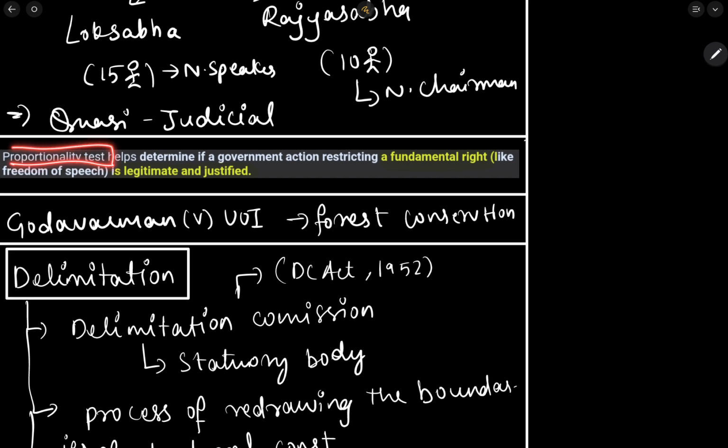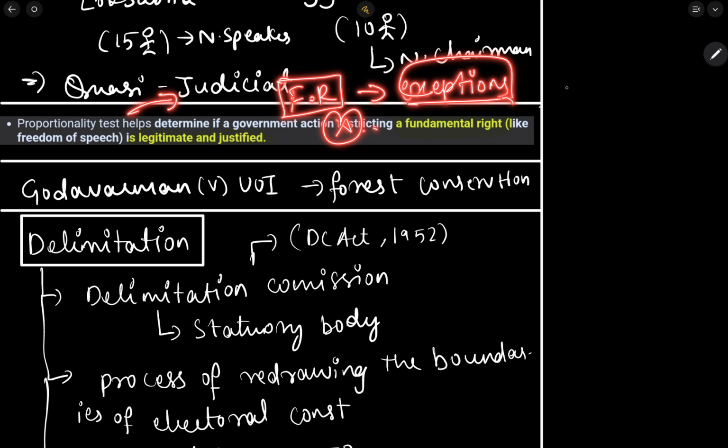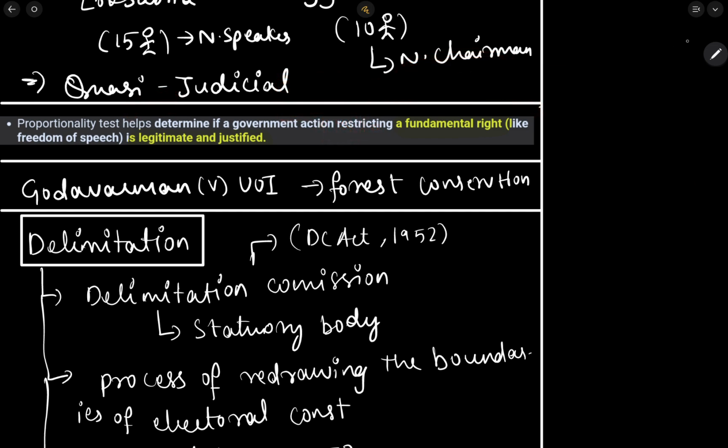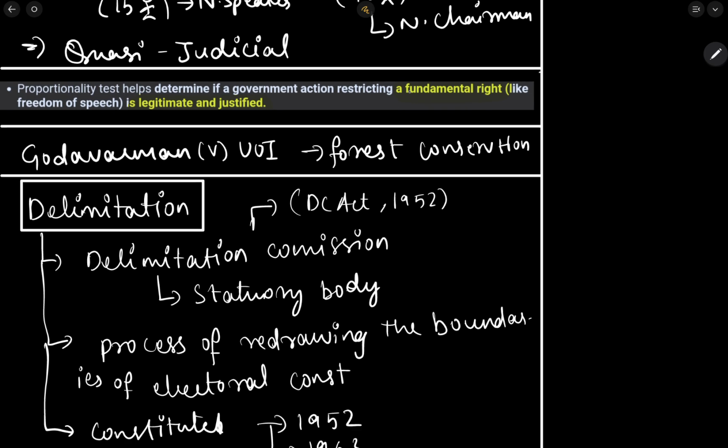Next we have the proportionality test. We have fundamental rights, and in fundamental rights we have some exceptions where the government can remove or restrict the fundamental rights. The condition where the Supreme Court checks whether the government's restriction on fundamental rights is legitimate or justified, that checking of the restriction of a fundamental right is known as the proportionality test. So it basically helps to determine whether the government action is justifiable or legitimate.